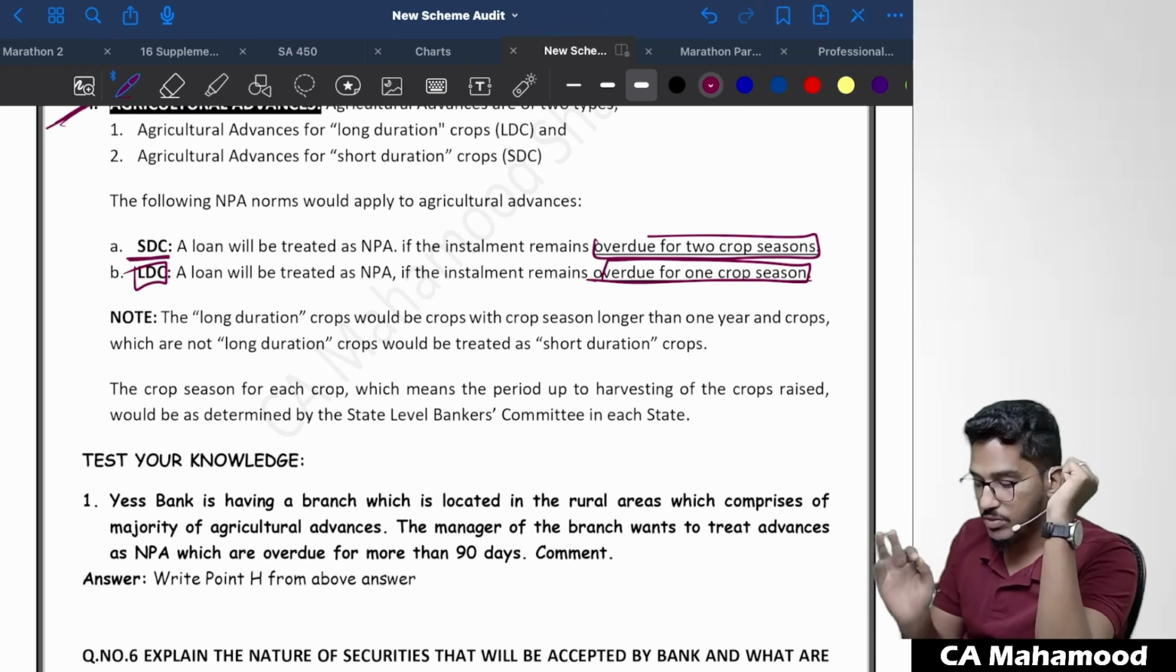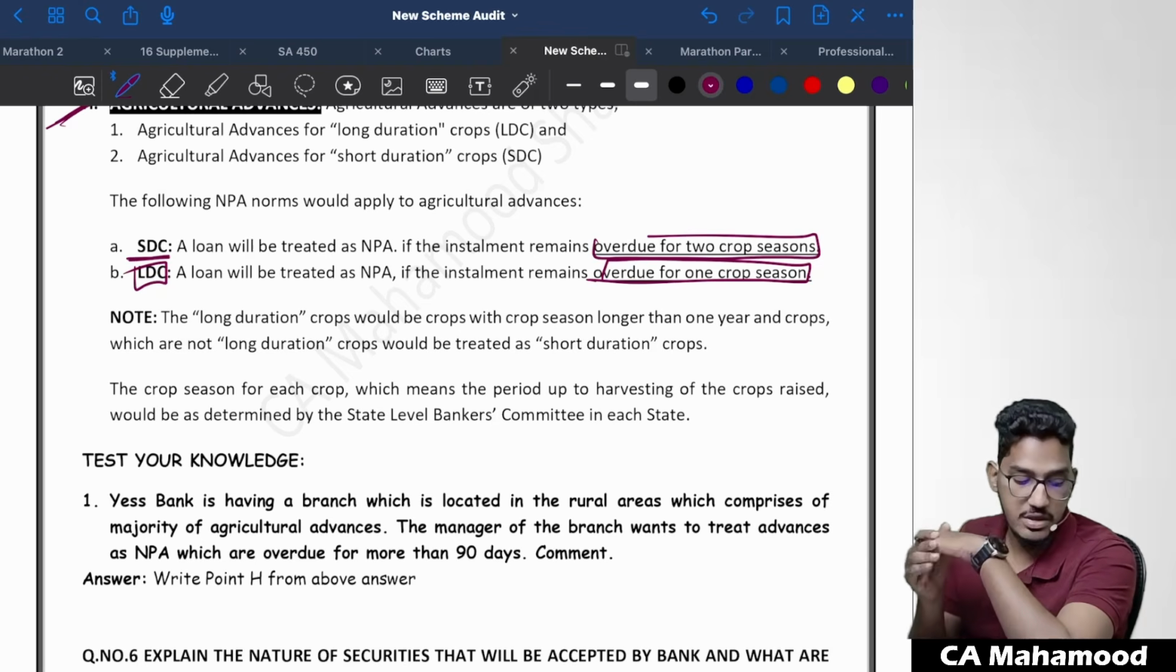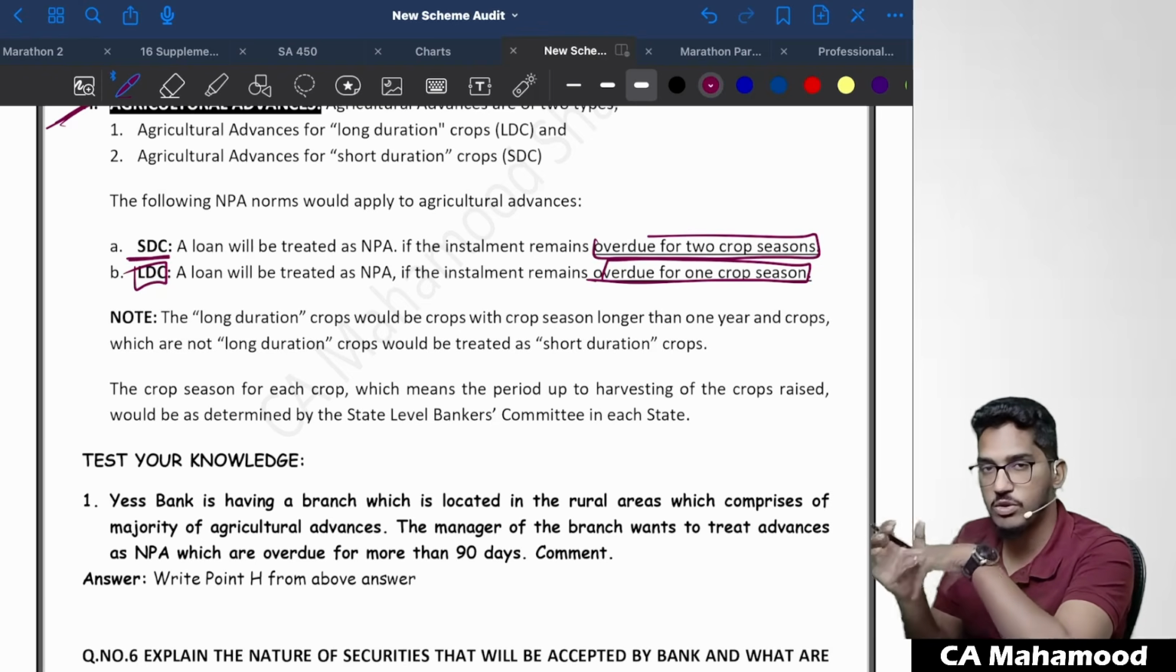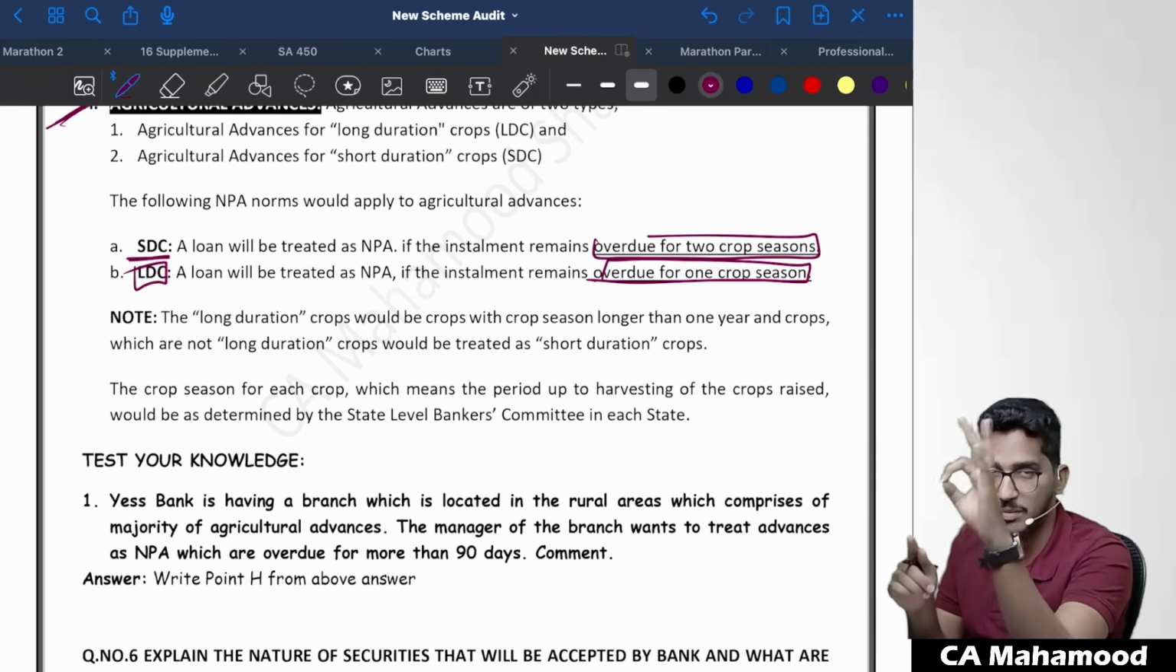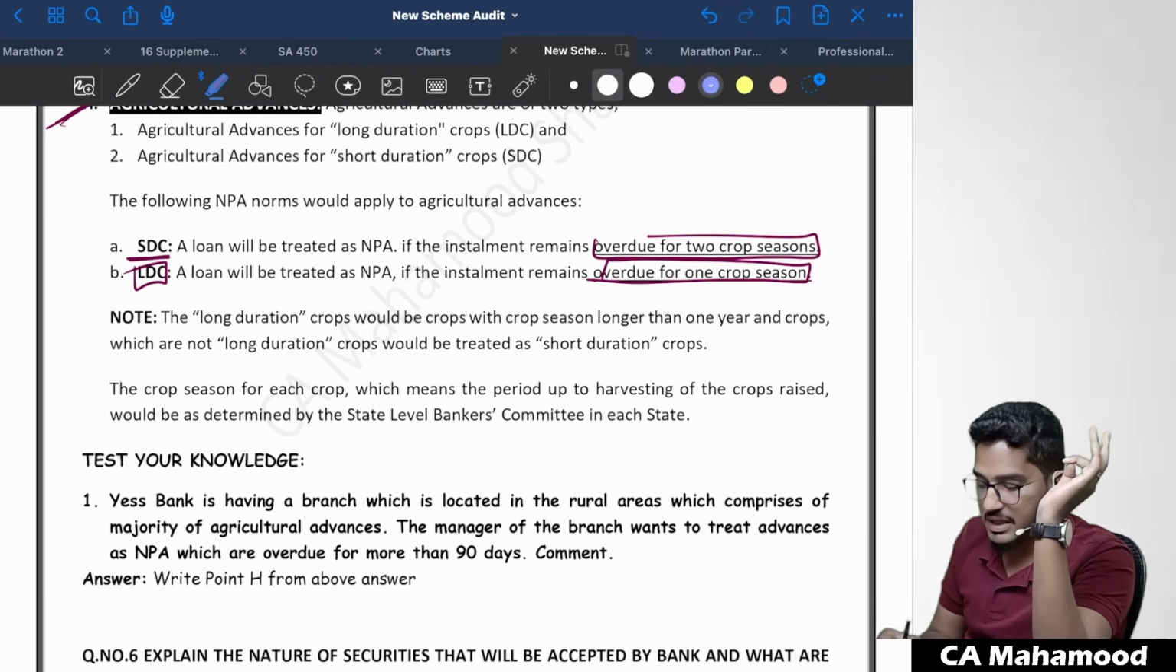Understood, everybody? Now the most important thing is who will decide the crop season. Sir, what will be the crop season for each crop? Will it take 4 months, 5 months, 9 months, 10 months? Who will decide that crop season? Banker or farmer? Neither the banker nor the farmer. That crop season has to be decided by the state level bankers committee.